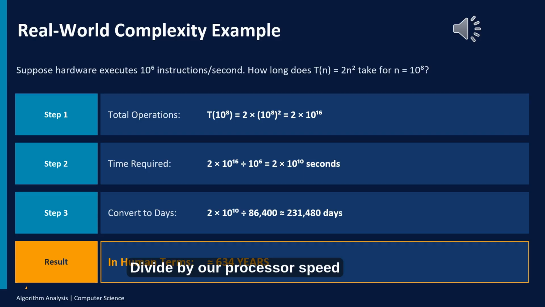Step 2. Divide by our processor speed. 2 times 10 to the 16 divided by 10 to the 6 equals 2 times 10 to the 10 seconds. Step 3. Convert to days. Dividing by 86,400 seconds per day gives approximately 231,080 days. That is roughly 634 years.